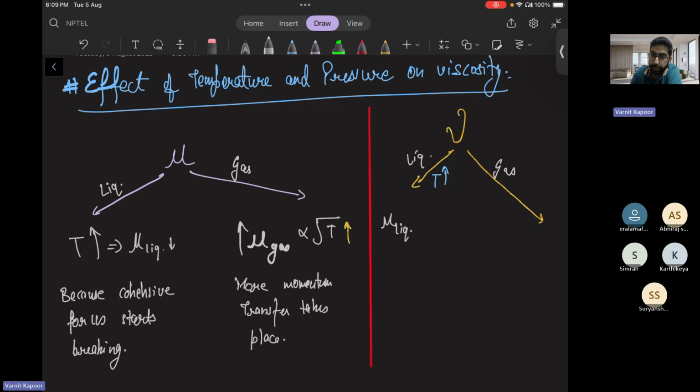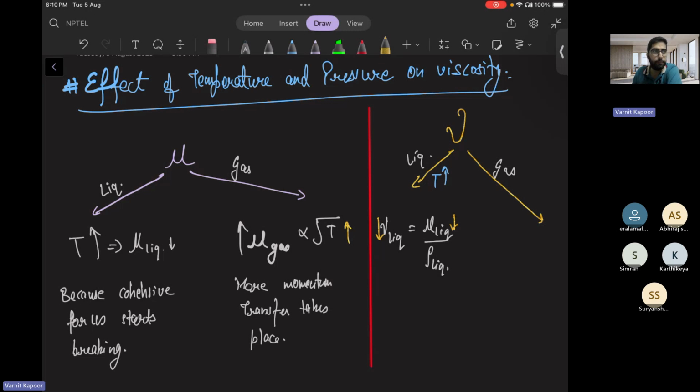Kinematic viscosity is nothing but mu of liquid divided by density of liquid. We have seen here that with increase in temperature, the mu of liquid decreases. So what will happen to the kinematic viscosity? This will also decrease. Now, few people will ask, what is the effect on the density?